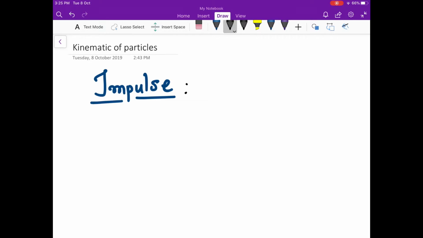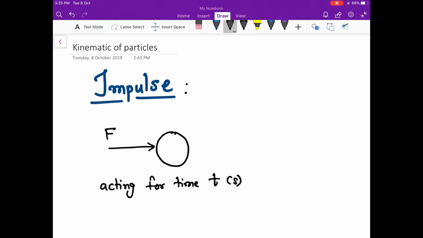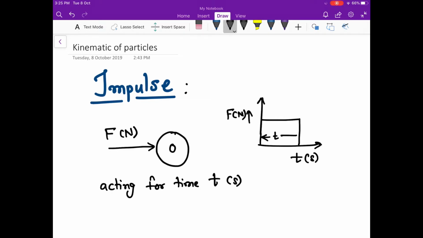Now, what is impulse? To understand what is impulse, let us consider a small object. This is my small object, and this small object is acted upon by force F, and now the force F is acting for time t seconds. Force F Newton is acting on this object O for time t seconds. So if I draw a graph, on the x-axis I take time t in seconds, and on the y-axis I take force F in newtons. So let us say my force is acting for time t seconds.